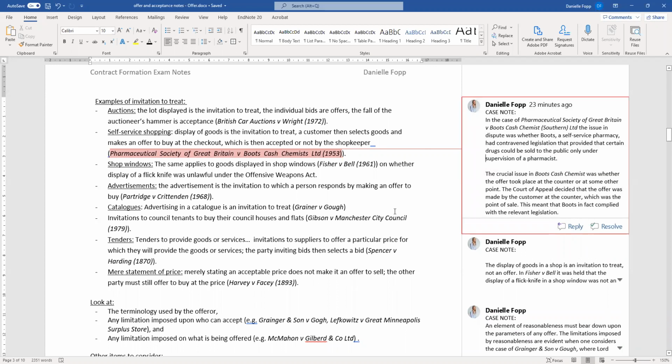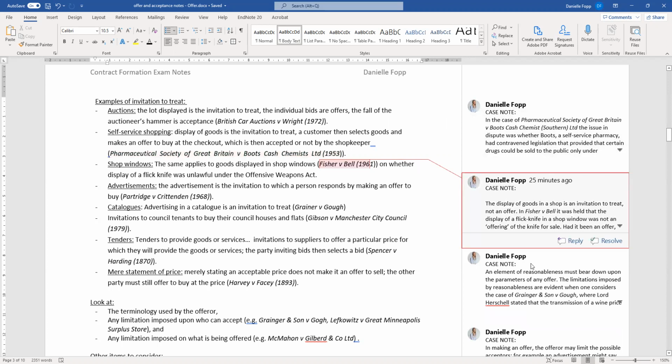Cash Chemist, the issue in dispute was whether Boots, a self-service pharmacy, had contravened legislation that provided that certain drugs could be sold to the public only under supervision of a pharmacist. So that's the issue in this case. The crucial issue in Boots Cash Chemist was whether the offer took place at the counter or at some other point. The Court of Appeal decided that the offer was made by the customer at the counter, which was the point of sale. This meant that Boots in fact complied with the relevant legislation. So we only look at these if we need to.